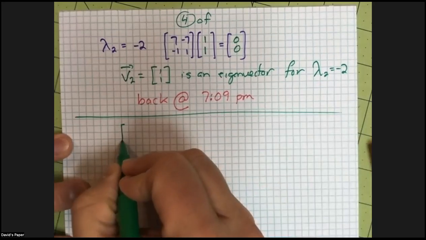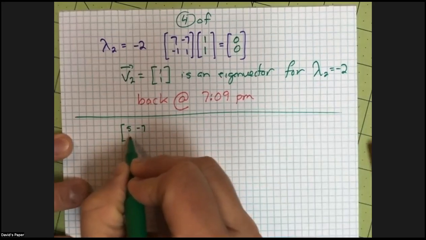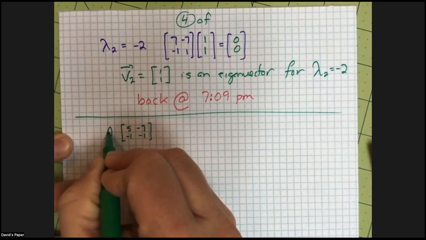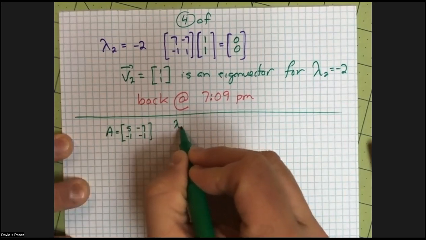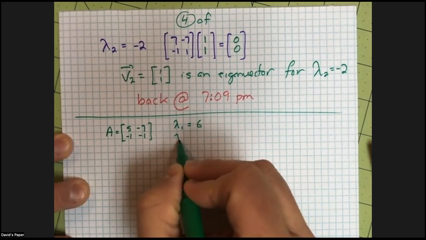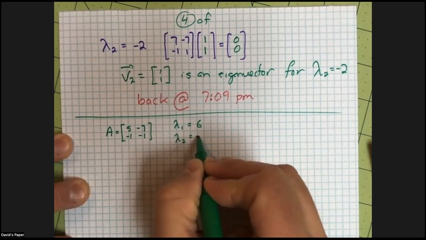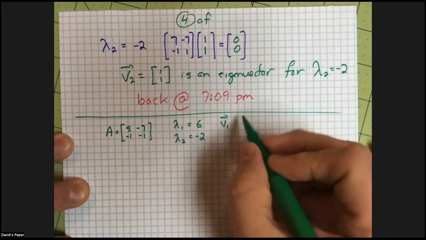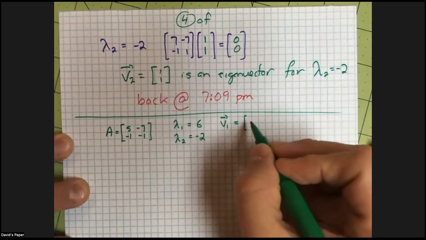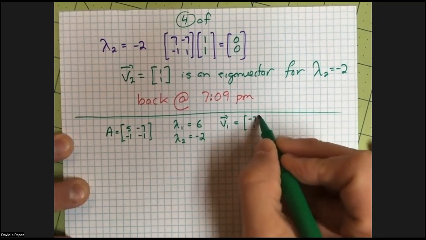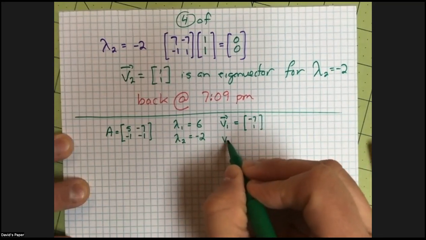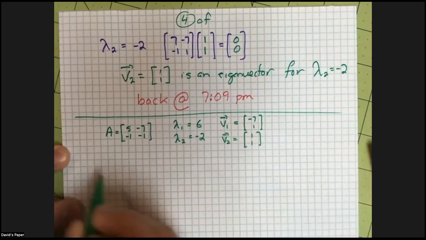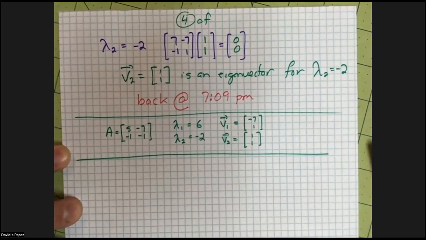So I have a matrix right here, and I'll show you a nice graphic. 5, minus 7, minus 1, minus 1. That's my matrix A. My two eigenvalues were 6 and minus 2. My two eigenvectors, I'll write V1 to pair it with lambda 1, just to remember, were minus 7 and 1. And the other eigenvector that belonged to lambda 2 was 1 and 1. So let's hold on to that for a second.